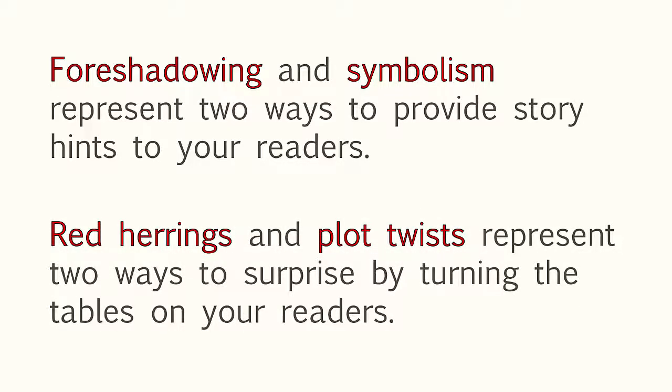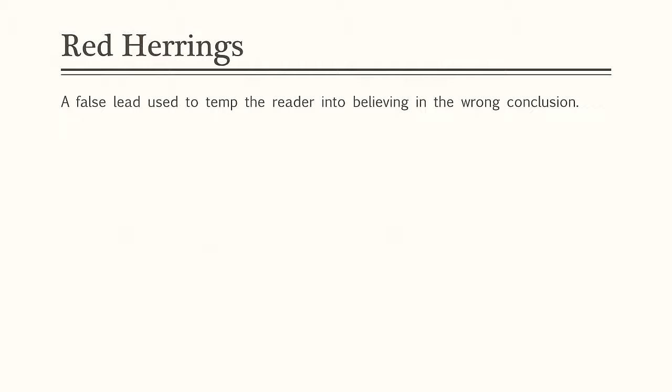The next thing we were going to talk about is red herrings and plot twists, which represent two ways to turn the tables on your reader. So let's look at red herrings first. These are false leads used to tempt your reader into believing in the wrong conclusion. So you're giving them false leads as to what's going to happen.